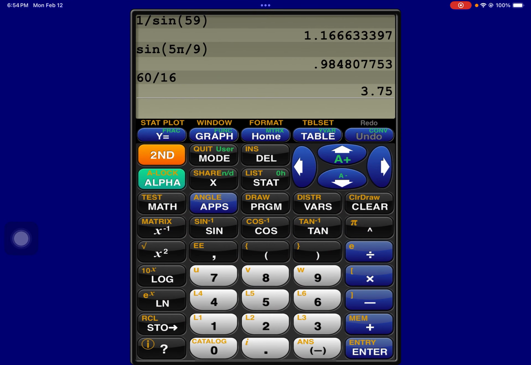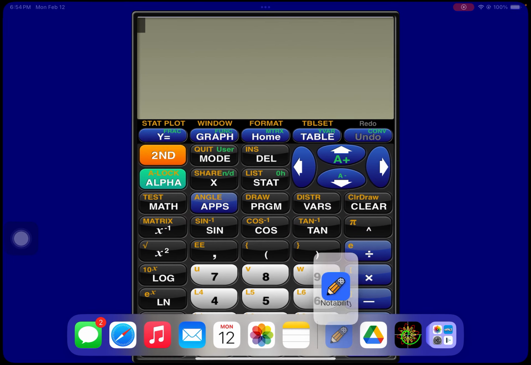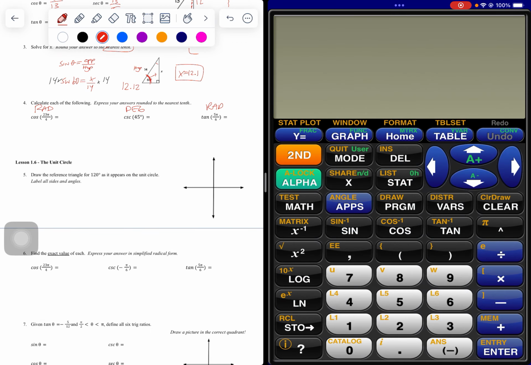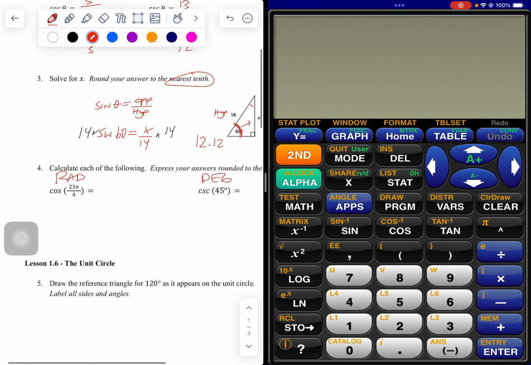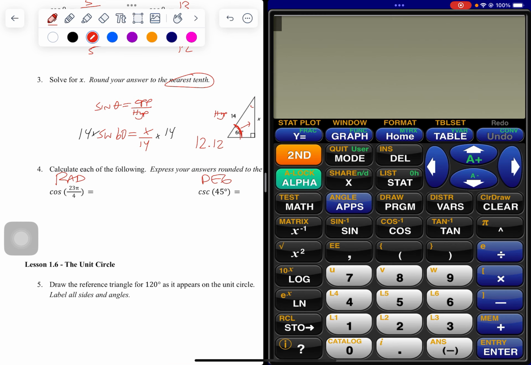Let me get the calculator up here. For this first one, we have cosine of 23 pi over 4. So I got to go to mode and make sure that I'm in radian mode, which I am here. And I would find the cosine of 23 pi over 4. It's asking me to round to the nearest tenth, so that would give me 0.7.